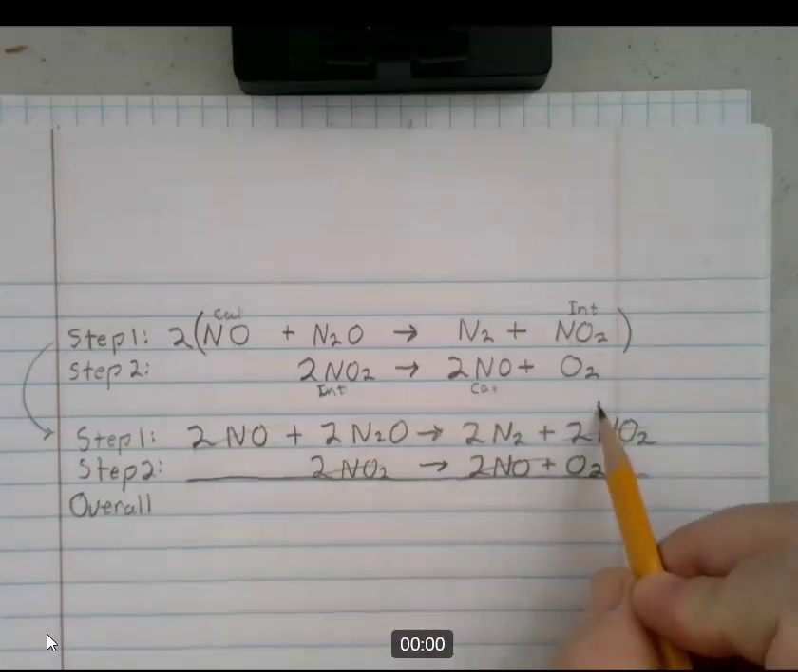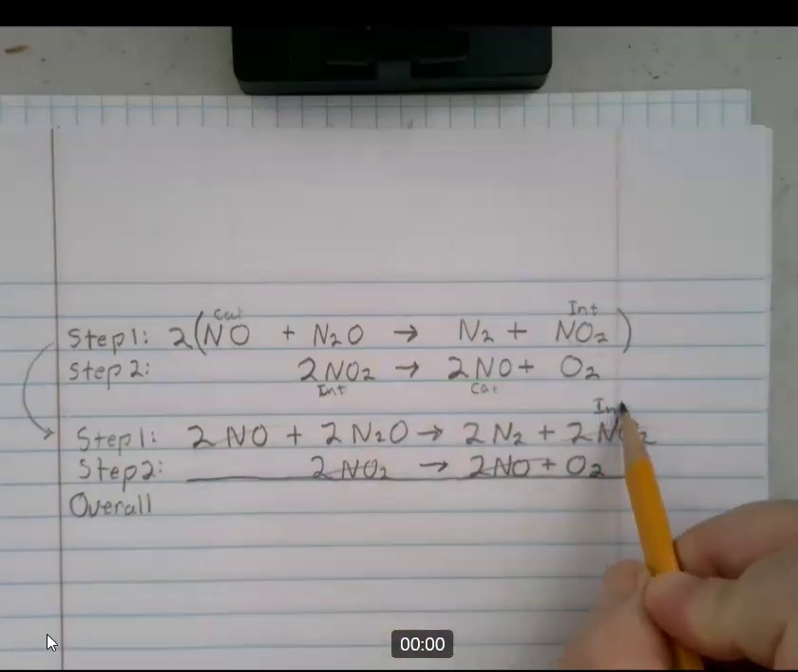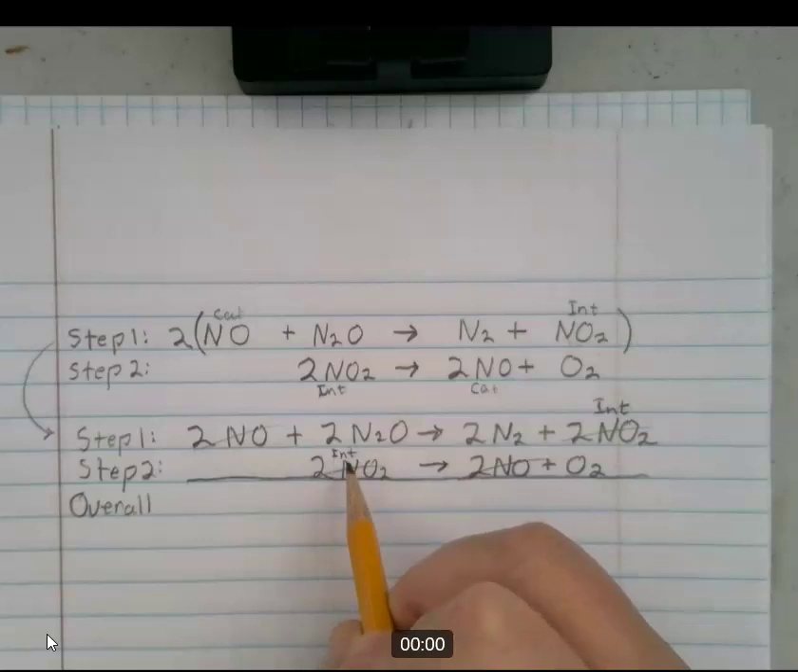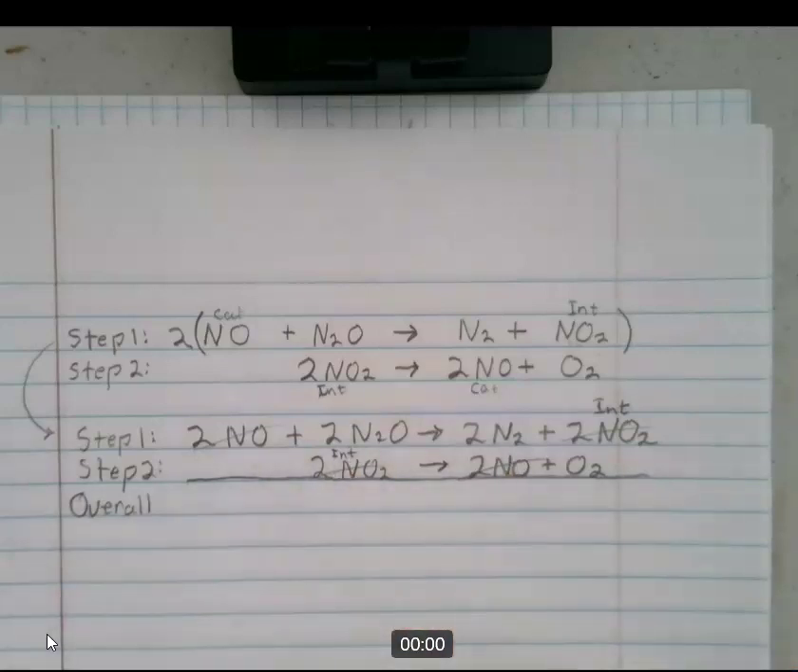So let me write what these were. This is an intermediate. It's not at the beginning of the reaction. It's not at the end of the reaction. This is also the intermediate. So it ends up being made and then disappearing in the middle of the reaction. That's the definition of an intermediate.